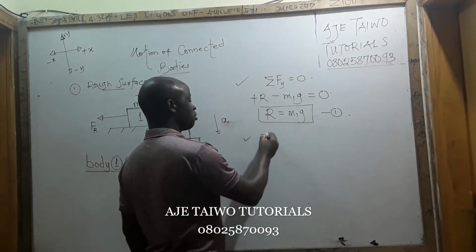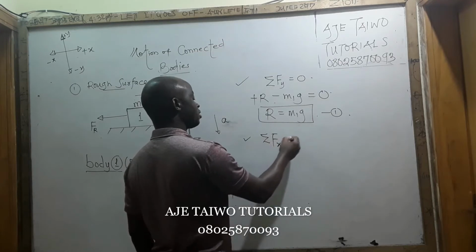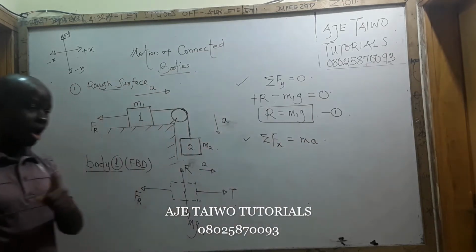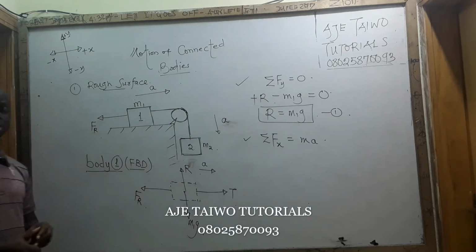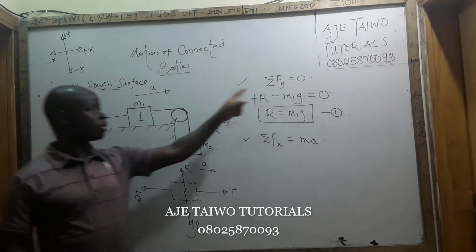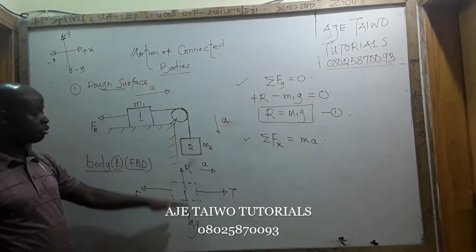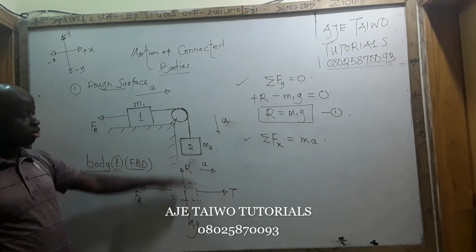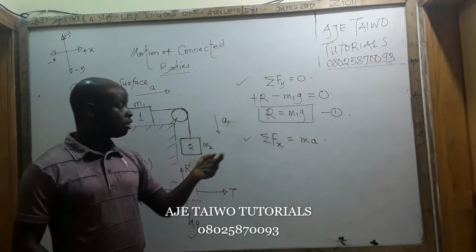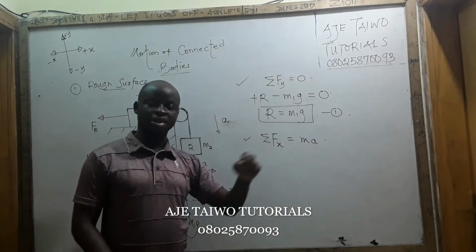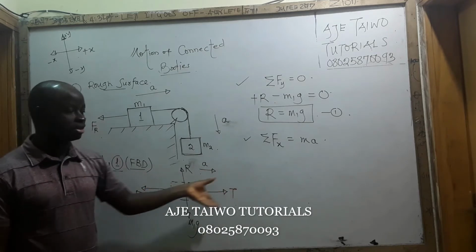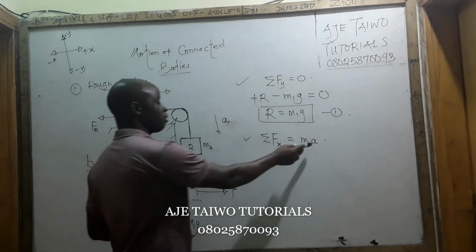Horizontally, summation Fs will give us Ma. Take note of that. Why is it giving us Ma? It's because the body actually moved horizontally. Why is this one 0? Because the body never moved vertically. The body did not go up, it did not come down. Why is the summation of horizontal forces giving us Ma? Because the body actually accelerated horizontally. So summation Fs equals Ma.